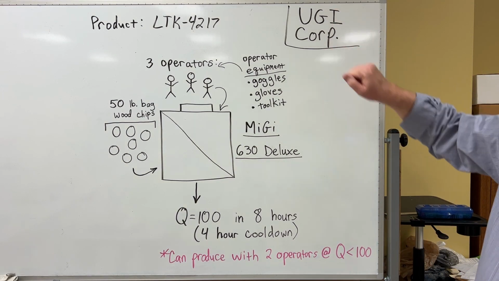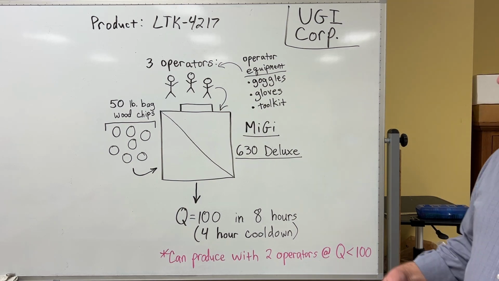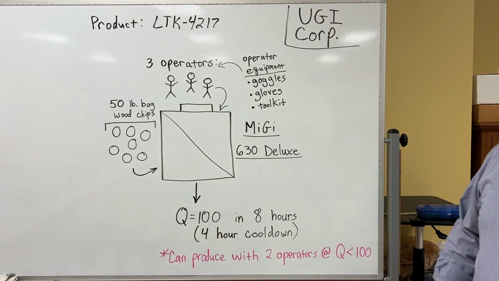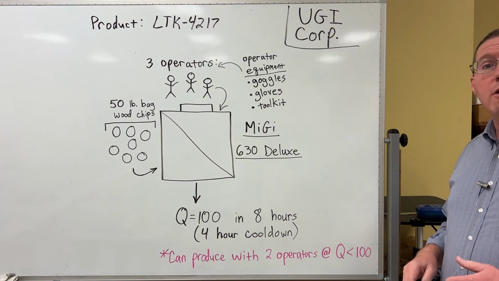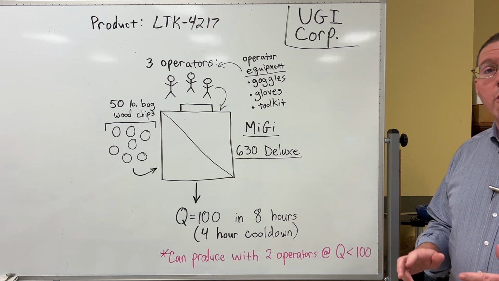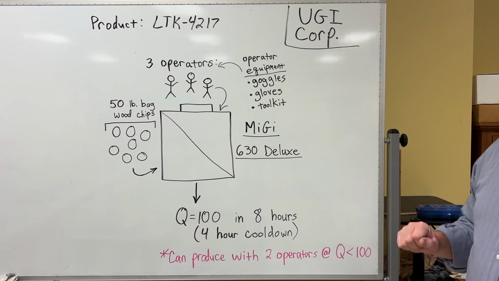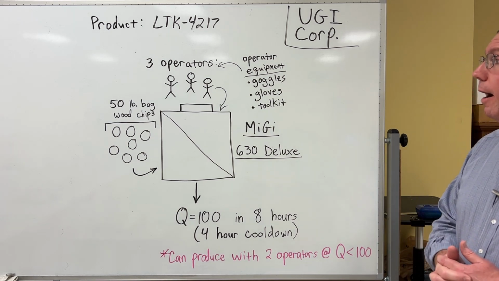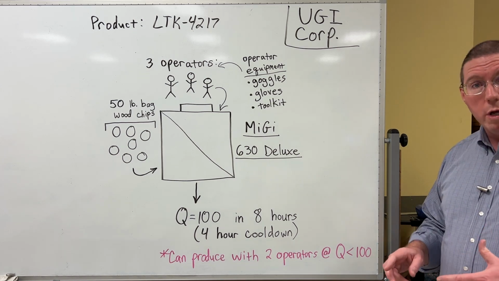So let's pretend that we have this company. The name of the company is UGI Corp. They produce and sell a product called the LTK 4217. The LTK 4217 is a household product. It is sold in many stores that we're all familiar with, and it's not only produced by UGI Corp. It's produced by a lot of different companies throughout the world. And this product is completely made out of wood.